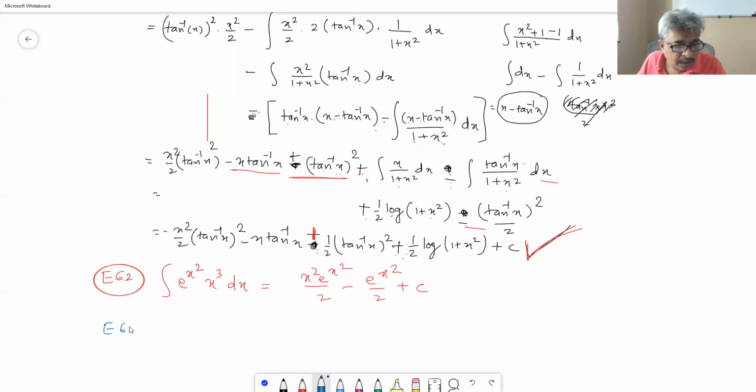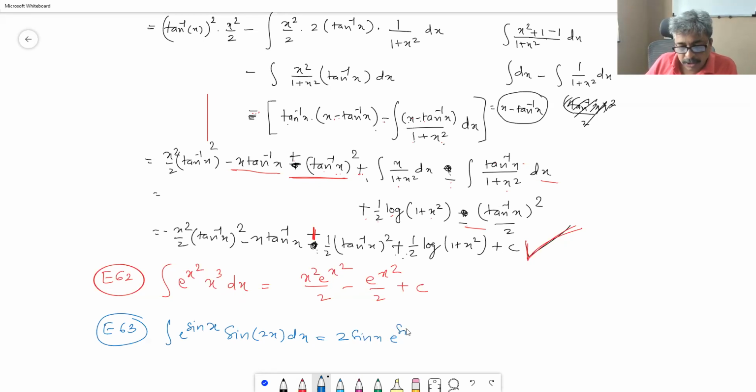E63. Simple. Integral e raised to sin x times sin 2x dx is equal to. Okay, the answer for this is 2 sin x e raised to sin x minus 2 e raised to sin x plus c.